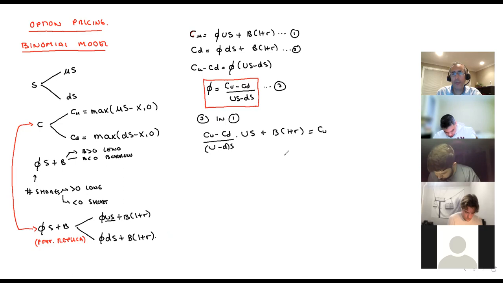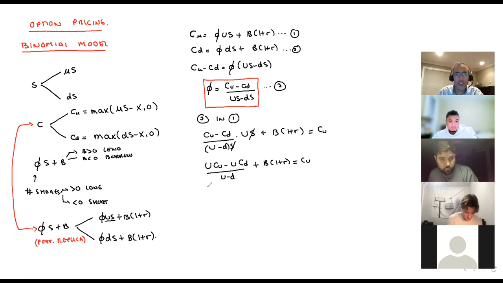Agree with me? Let's do some simple algebra, guys. I eliminate these two terms. So I will have (U Cu minus U Cd) over (U minus D), plus B(1+R) equals Cu. I will move everything to the other side. B(1+R) is equal to (U Cu minus D Cu minus U Cu plus U Cd) over (U minus D). Hopefully I haven't made a mistake.